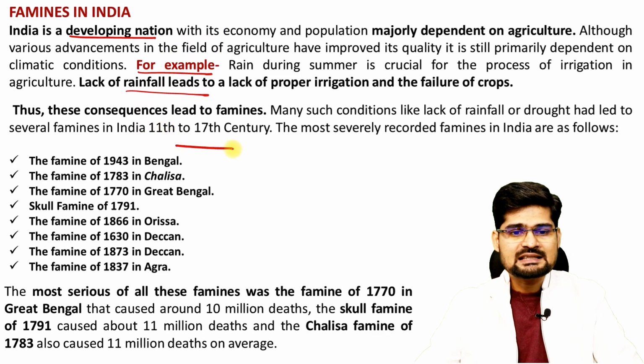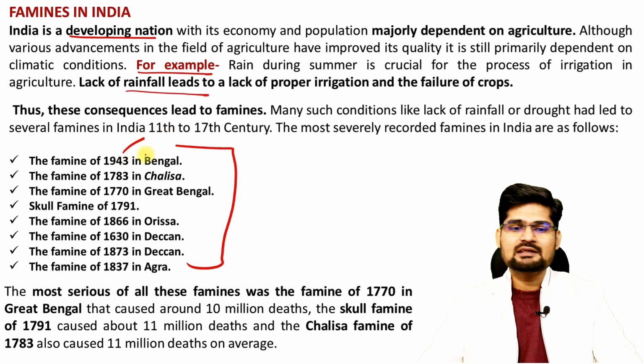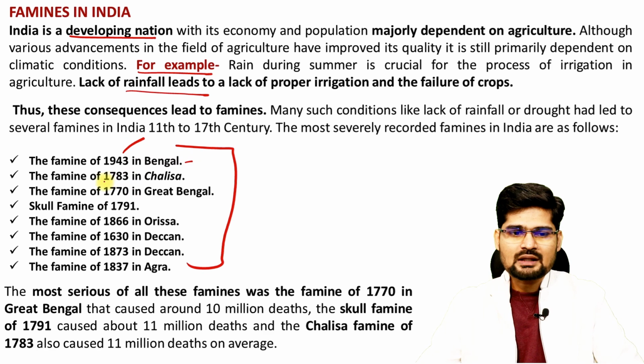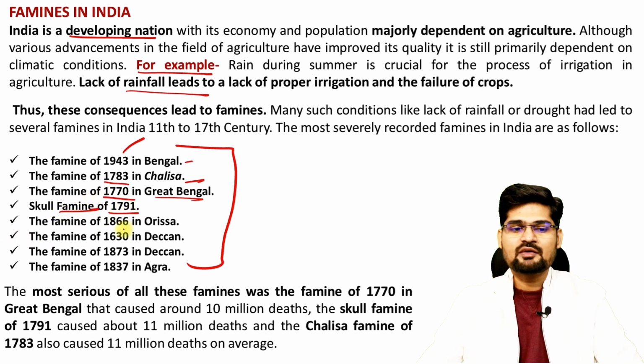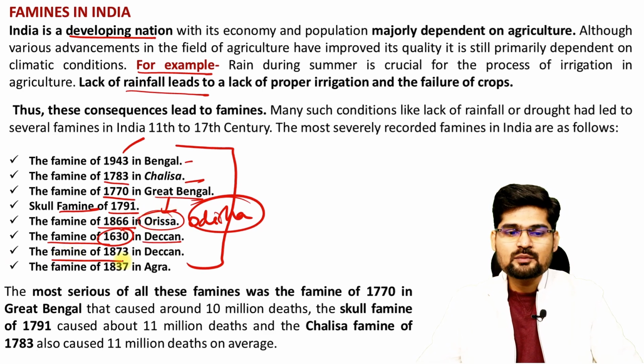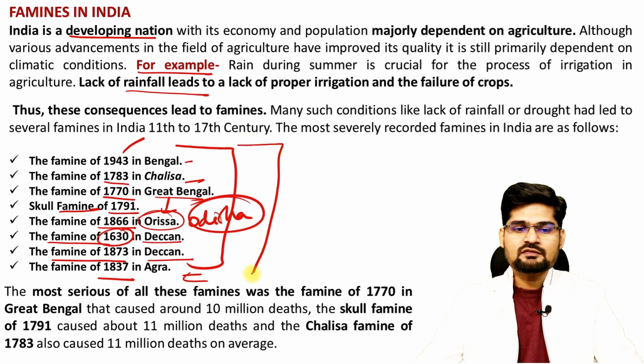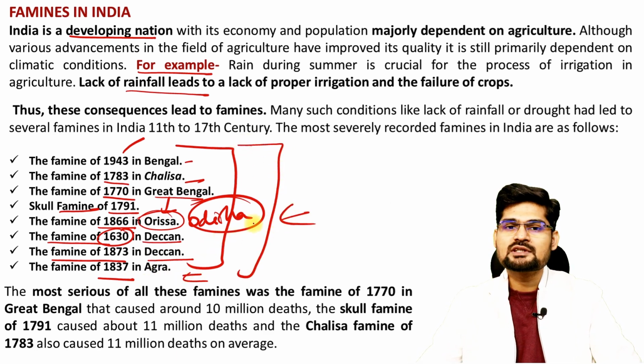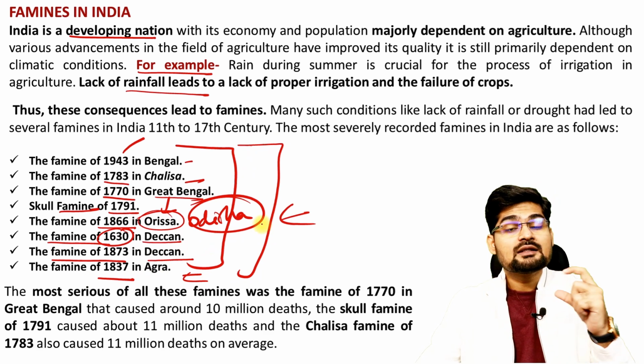Now if you observe this historically, 1943 the Great Bengal famine, right? Then we have 1783 the Chalisa famine, then 1770 again the Great Bengal famine, 1791 Skull famine, then 1866 Odisha famine, then famine of 1630 in Deccan, right? Now the Odisha is this one, right? Not Odisha, earlier it was called like that. And famine of 1873 is Deccan, 1837 is Agra. So if you observe the major historical famines we observed is here, and which had the major reasons.